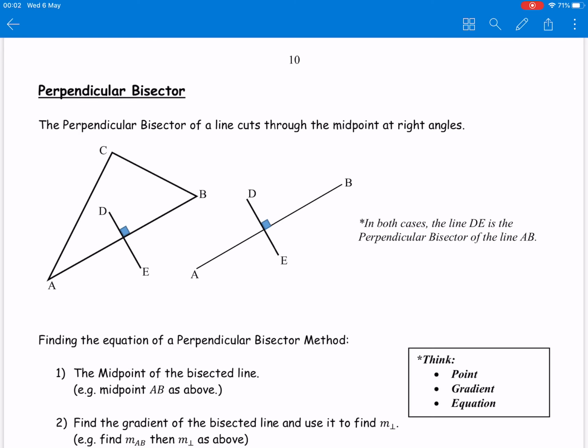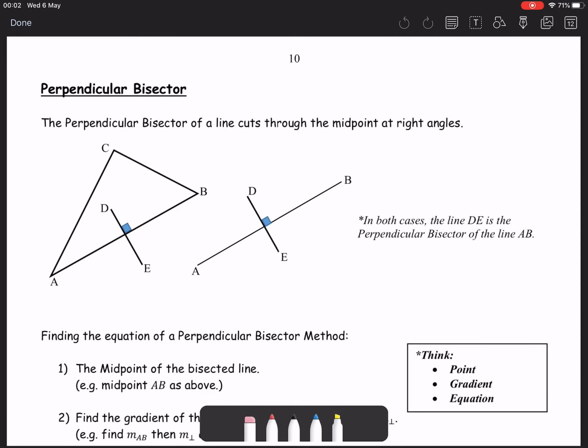A perpendicular bisector is a line that cuts through the midpoint at right angles. It's self-explanatory in the sense we have perpendicular, at right angles, and bisect means cut exactly in two, and therefore cuts through a midpoint.